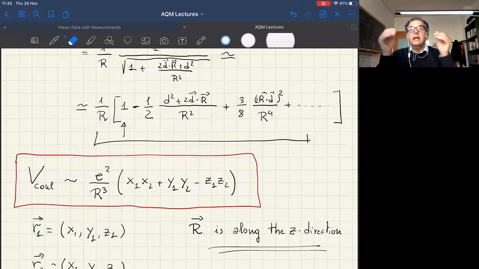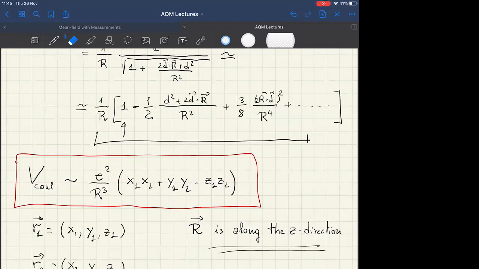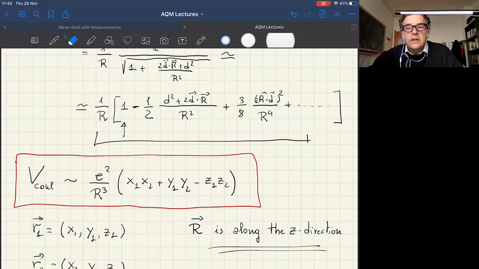So this x1 and x2 for sure will be much smaller than r in all those places where the wave function is different from 0. Okay. Is it clear now? I want to hear if there is some no. Actually, no. Okay. So what is not clear?